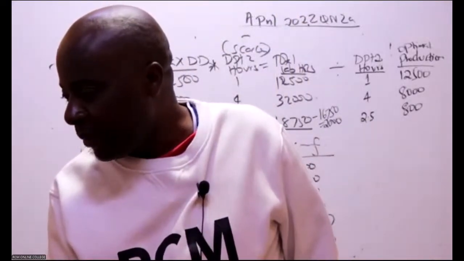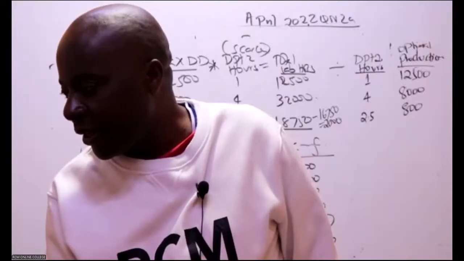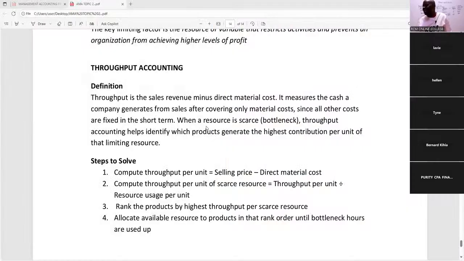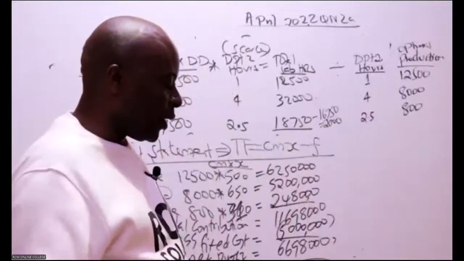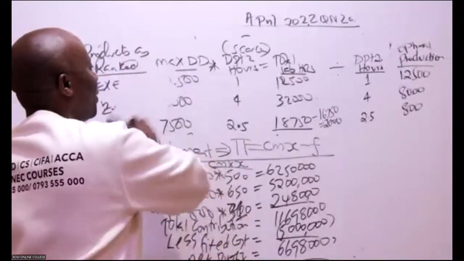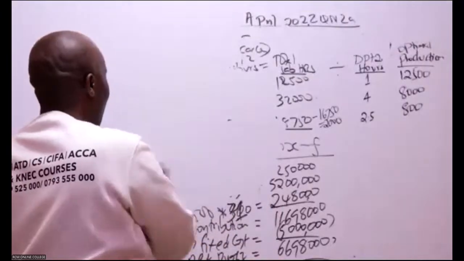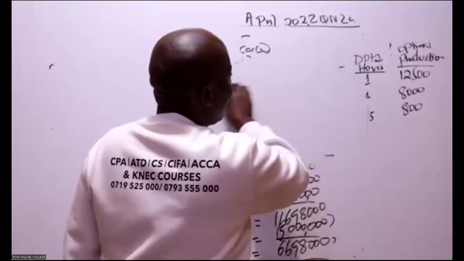Throughput is very, very easy. I've never understood why students fear throughput. It is the easiest thing because in throughput, the only variable cost that we have is material. Let me explain something small before I start reading. We have three types of variable expenses: direct materials, direct labor, and lastly variable overheads.